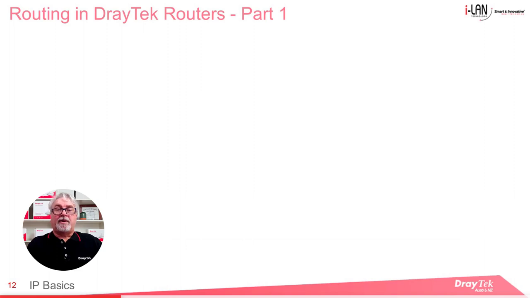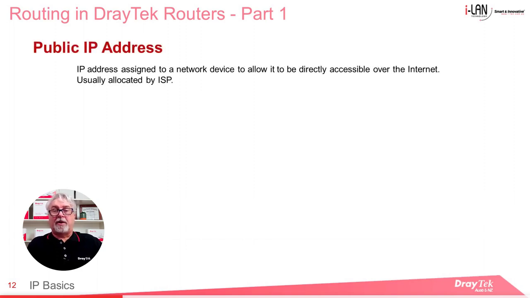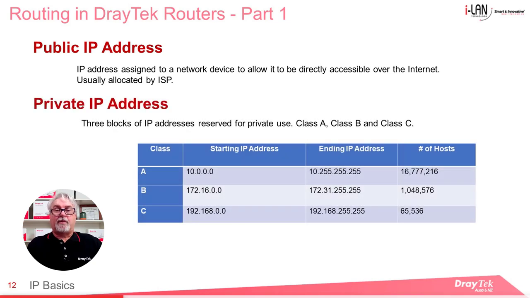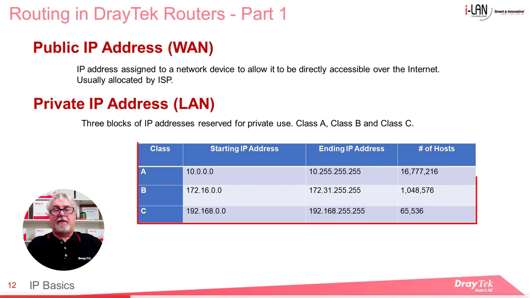It's important to note that there are two types of IPv4 addresses. These are public IP addresses, which are visible on the internet, and private IP addresses, which are reserved for private use. So on a router connected to the internet, we have a public IP address assigned to the WAN connection facing the internet, and then we use a private IP address range for the LAN side of the router. The NAT function in the router will translate the private IP addresses to the public IP address. Here we have the IP address ranges for each block of IP addresses reserved for private use, Class A, Class B, and Class C.